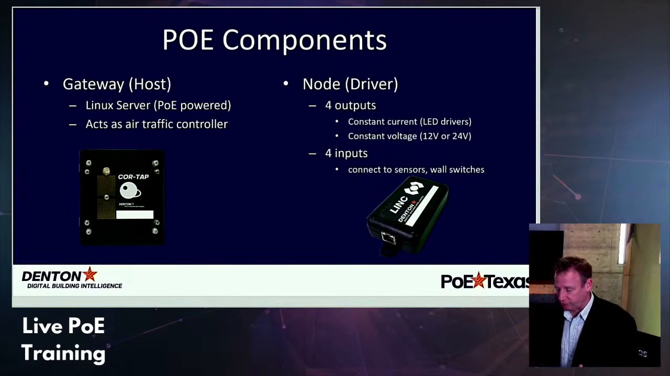Let's talk about the components in the system. Most PoE lighting and PoE systems have essentially three components. The network switch, which is pretty common, and then one layer below that is a gateway. This gateway acts as an air traffic controller, so it manages a bunch of IoT devices. Ours is specifically a Linux server. I'm a strong believer in Linux and its stability. It is PoE powered. Underneath of that, we have a node or a driver. This is what actually drives the LED fixtures, for example. But this gateway can connect to other devices such as sensors, wall switches, all of that.